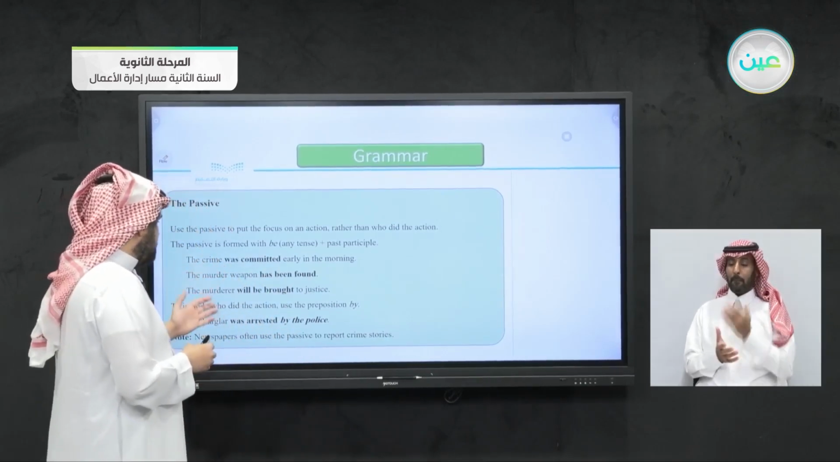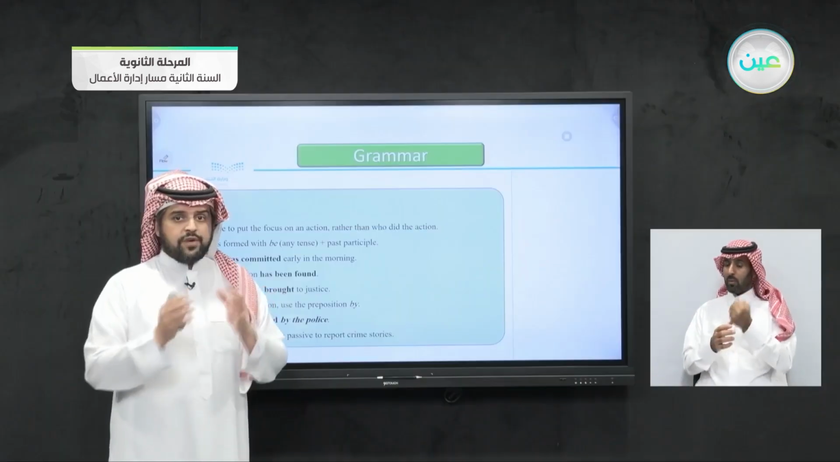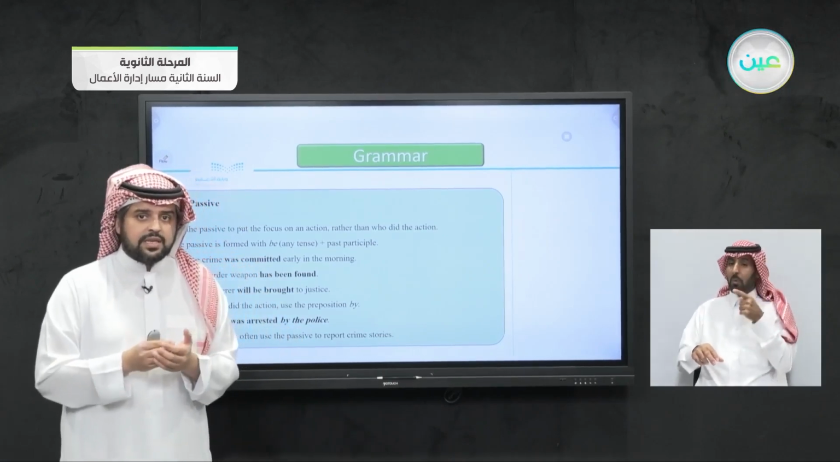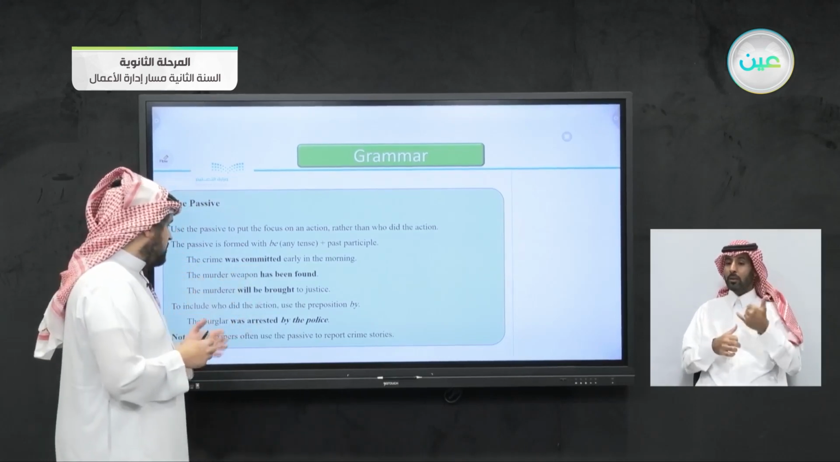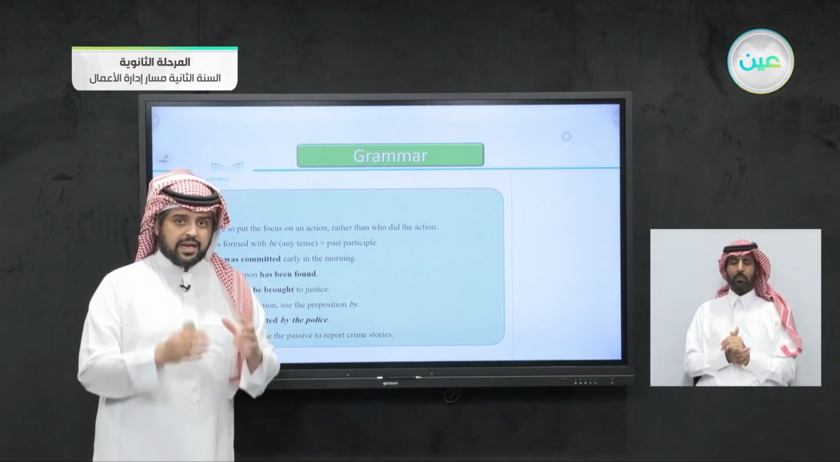The murder weapon has been found. So the most useful information here is that the weapon was found. By whom? We don't care, or we don't know. The main thing is that the weapon has been found. The murderer will be brought to justice. Who will bring him? Of course, the authorities. But that's not our concern here. Our concern is the action itself.